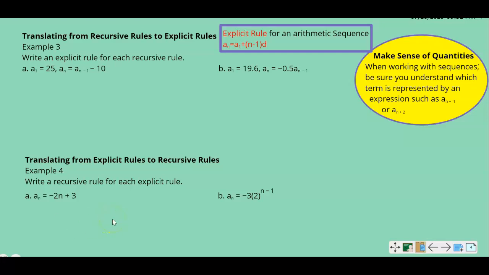All right, we are on a roll. We're still looking at recursively defined sequences, and now we are going to write an explicit rule for each recursive rule. All right, so here's something to help.